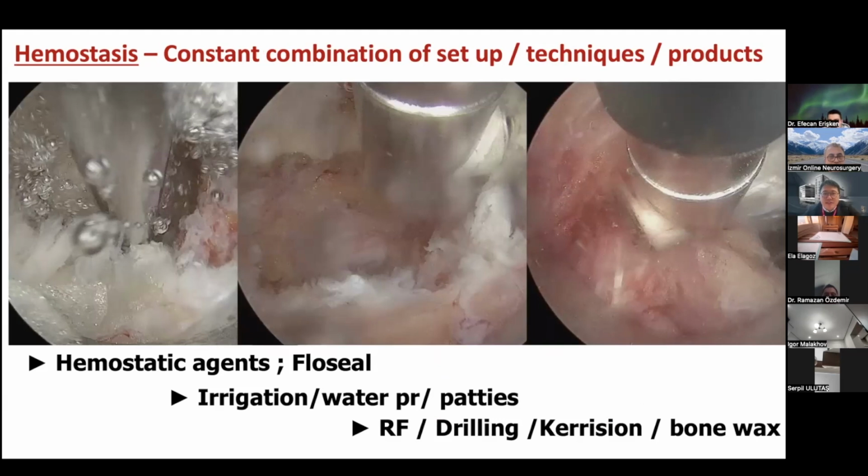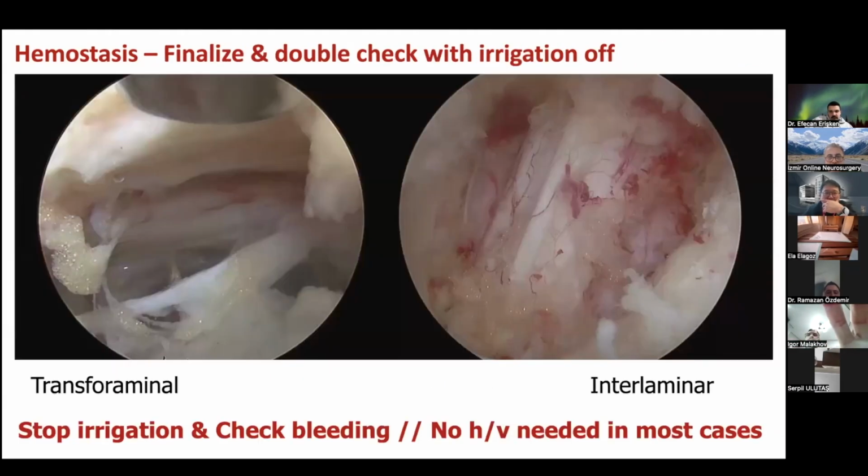So hemostasis is not just a simple technique, it's more of a constant combination of OR setup, available techniques, or even the products. By the combination of these, we could easily and effectively control the bleeding. And at the end point, you can double check by turning off the irrigation and see if there's any further bleeding coming from the surgical site. Typically for uniportal procedures, I do not put a hemovac in most cases.